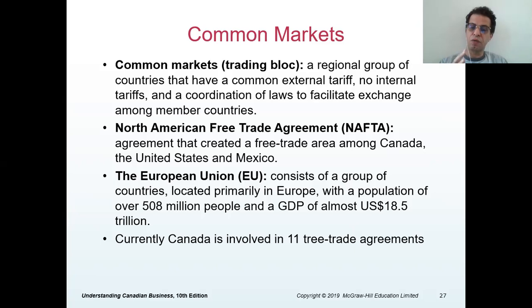Currently, Canada is involved in 11 free trade agreements. One of them is NAFTA, one of them is with the Pacific. We have one with, I believe, Israel, and the list goes on.